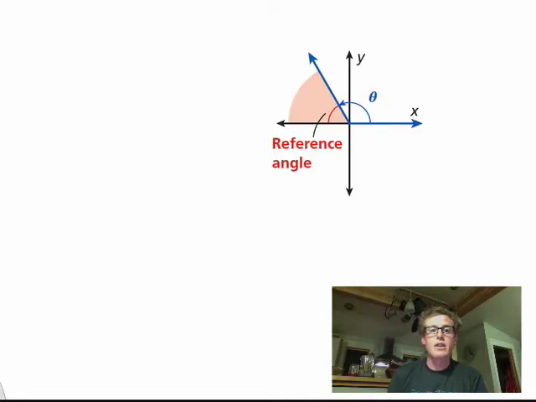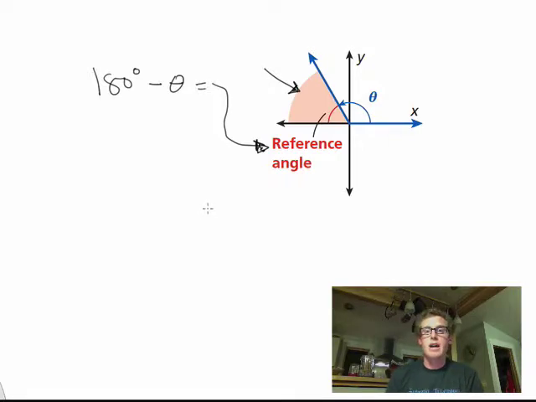The next thing we want to talk about is a reference angle. A reference angle is similar to a coterminal angle, only the reference angle is just the remaining area, that pink area right there, from theta, and it's always based off of 180 degrees minus theta, and that equals your reference angle. Next up is talking about how this applies with trig.